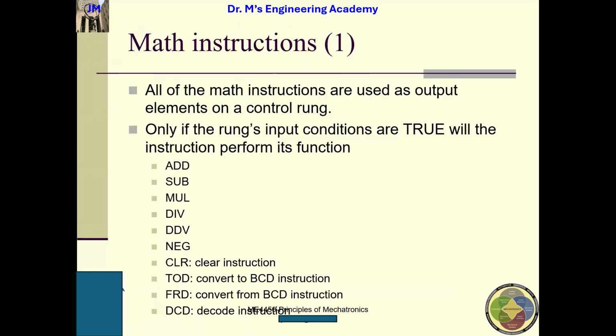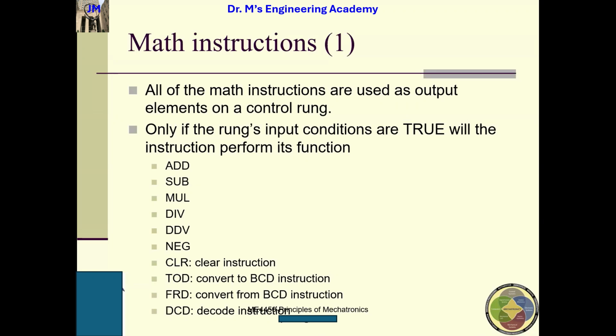Then let's talk about the math instructions. We can do some math here. This logic is AND, and here is addition, ADD. Be careful: all the math instructions are used as output elements on a control rung. Only if the rung's input conditions are true will the instruction perform its function. And we have addition, subtraction, multiplication, division, DDV, NEG, and this is a clear instruction.